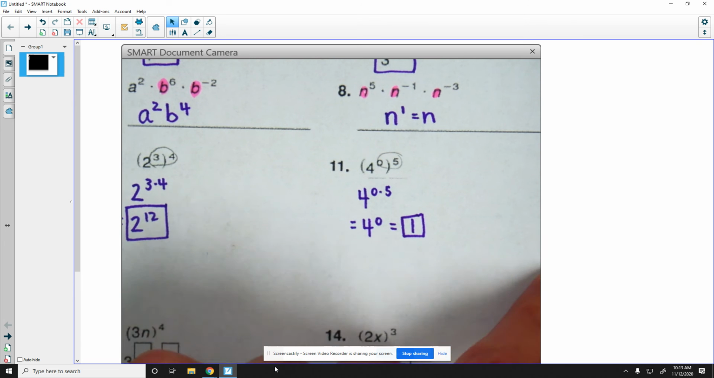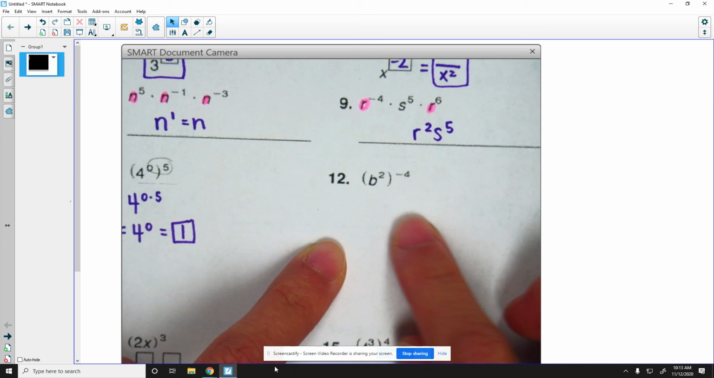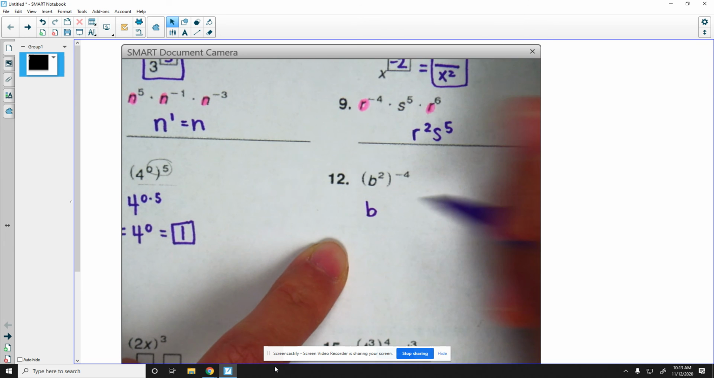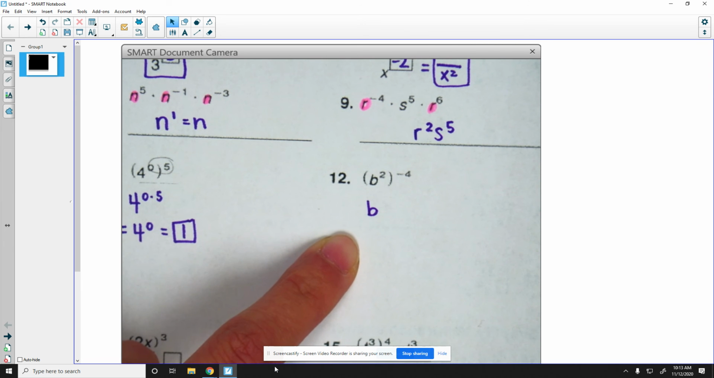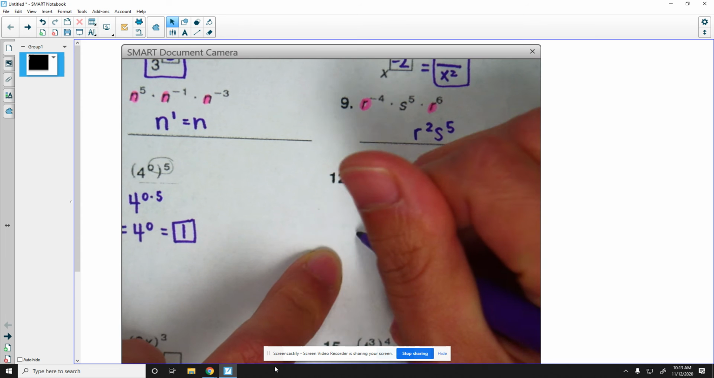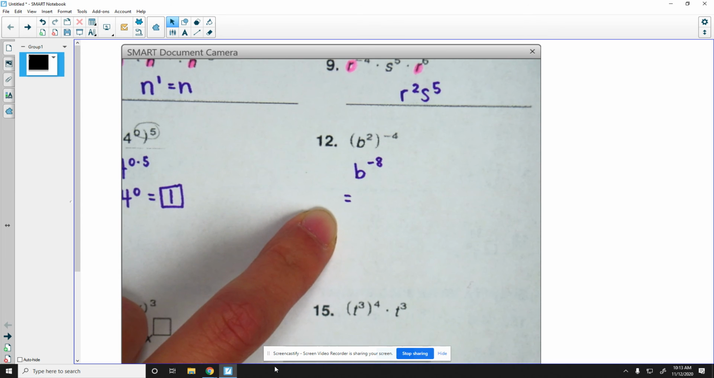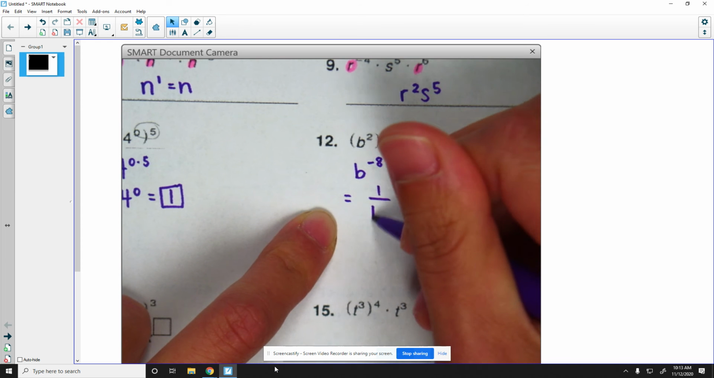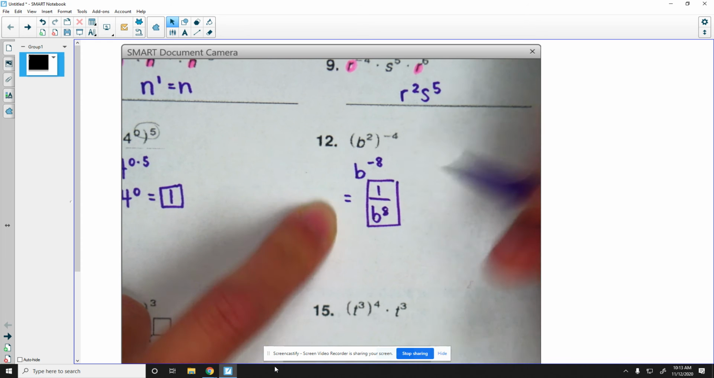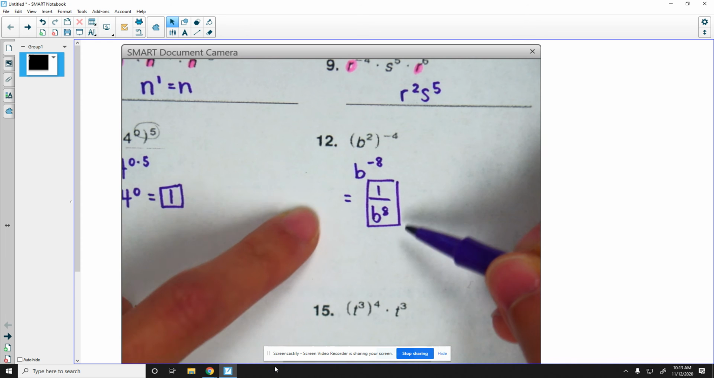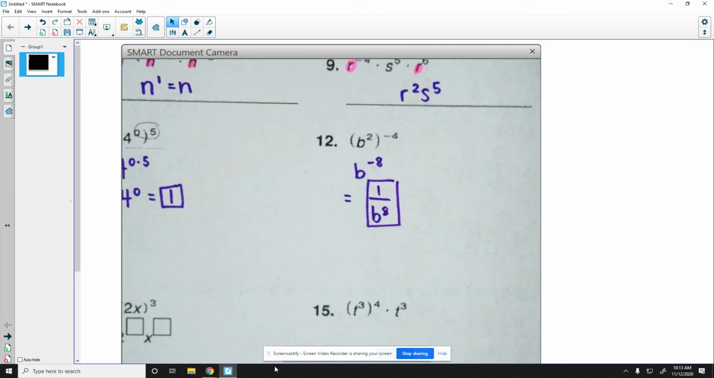All right, so number 12. I get b to the -8, but that can be simplified because it's a negative exponent. Emily? 1 over b to the 8. Yes. So do you see how, even though I did the rule, I can still simplify it even farther?